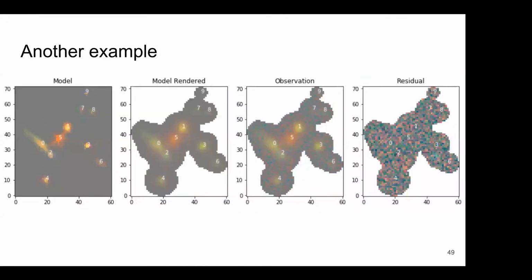And then just here's another quick example, again showing that even in the three sources in a row problem that would give the current Deblender fits, we can model all the sources in the blend with effectively nothing left in the residual.